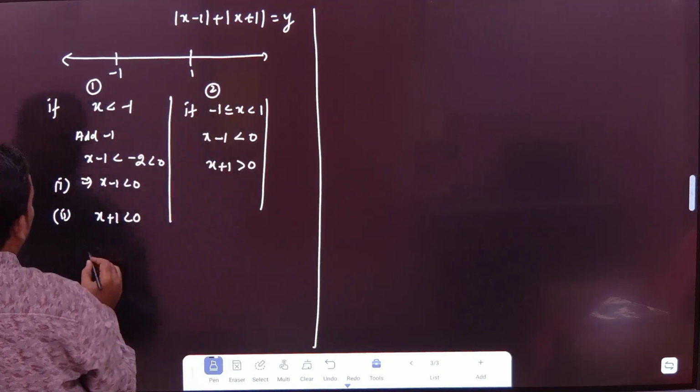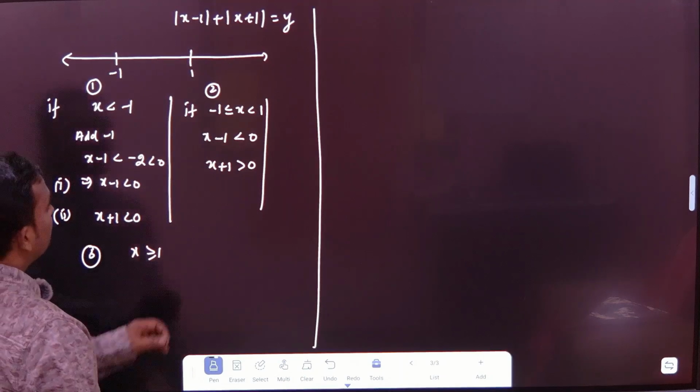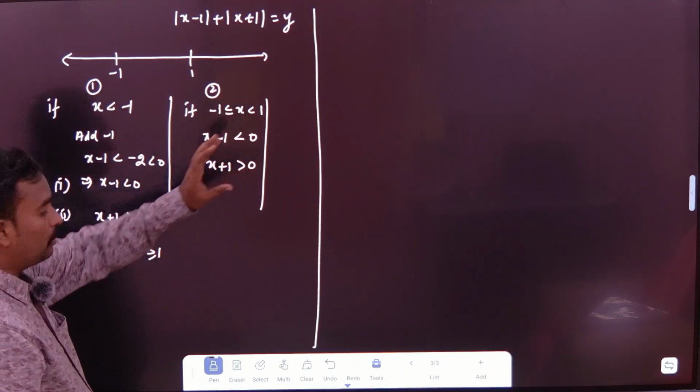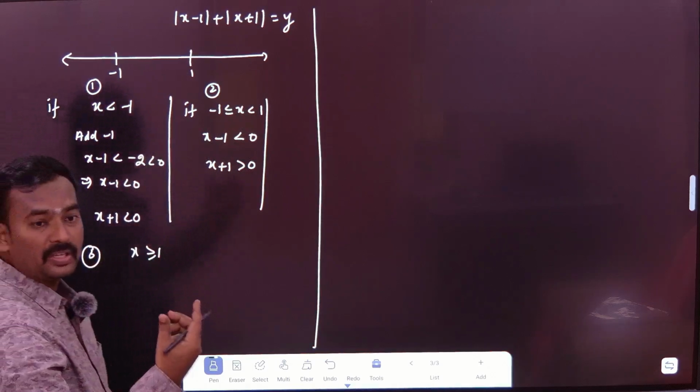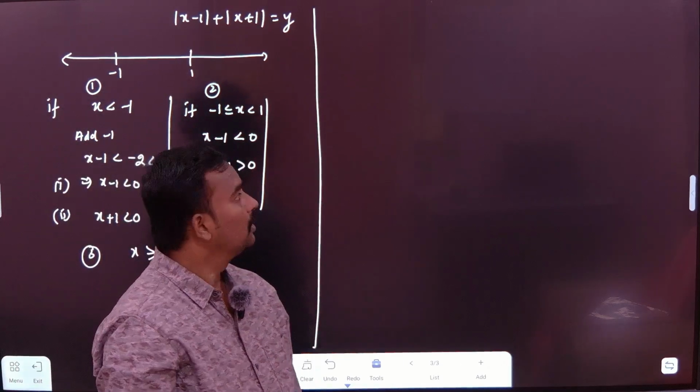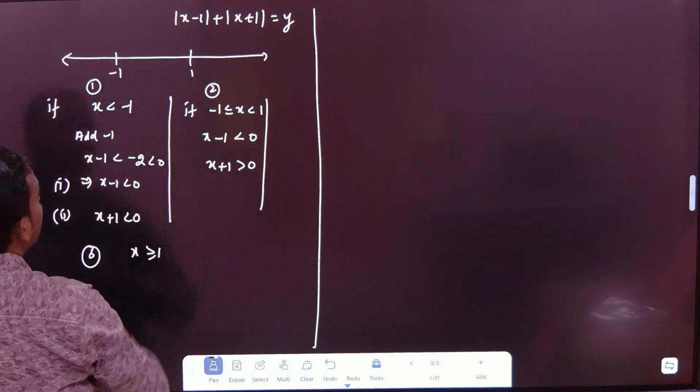This is the second one. For the third one, x is greater than or equal to 1. In the second interval, 1 is not included, and in the third I am including it, right? So you have to check whether x minus 1 is positive or negative, and whether x plus 1 is positive or negative.